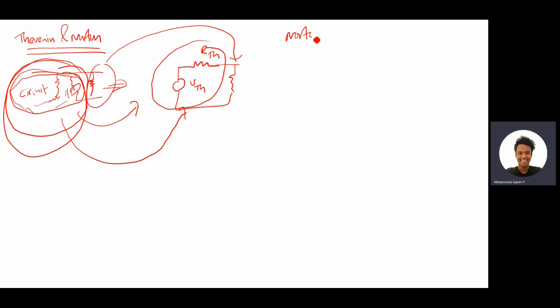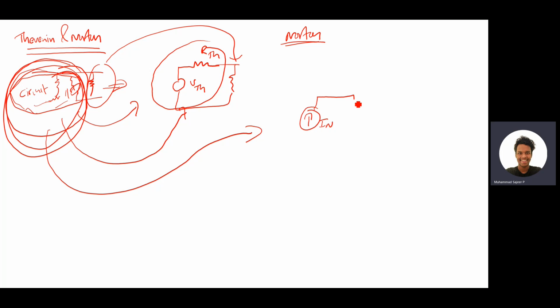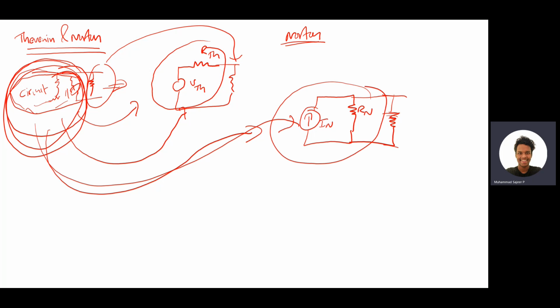If you are looking for the Norton, this entire circuit, instead of a voltage and resistance, they will make it as a current source and a parallel resistance. Like this they will make it. That is how it works. So now we made an entire current and resistance equivalent circuit.